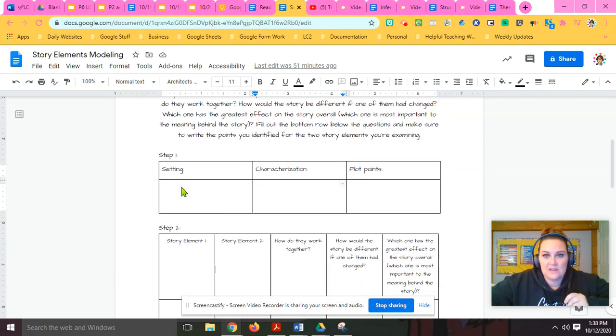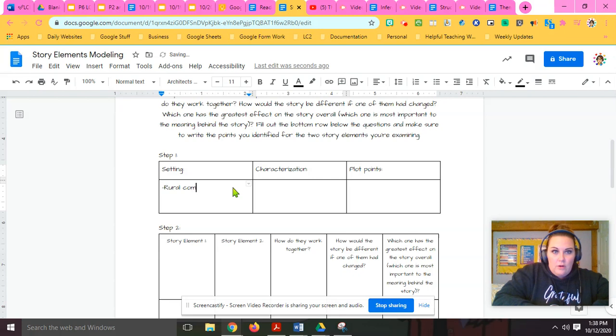Nice message. All right, I'm going to pause that just so we can click back over. Now remember, we need to first identify these 3 story elements. So setting. So I would say a rural community. Okay. I can even say that it's India because on the newspaper, I could identify that the newspaper said that it was from India. So, okay, so it's India.